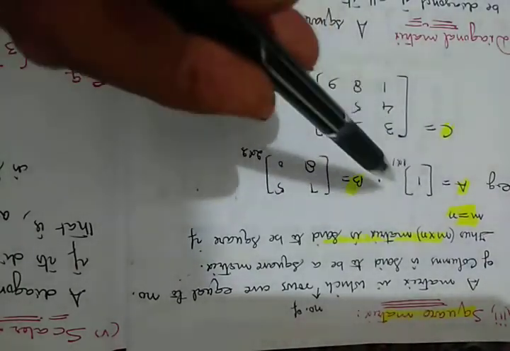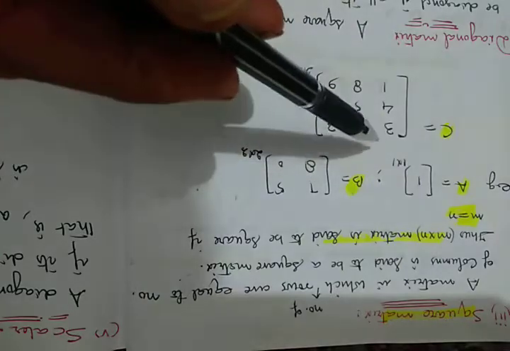Square, as we do in math, means where length and breadth are equal, meaning this side and this side, rows and columns are equal: rows 1 2 3, columns 1 2 3. This is called a square matrix.